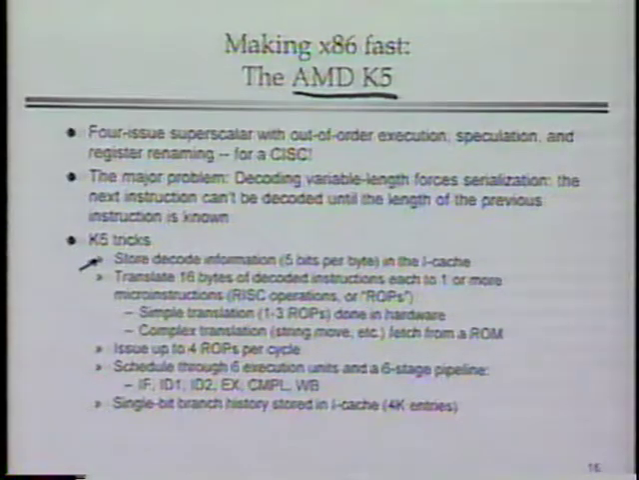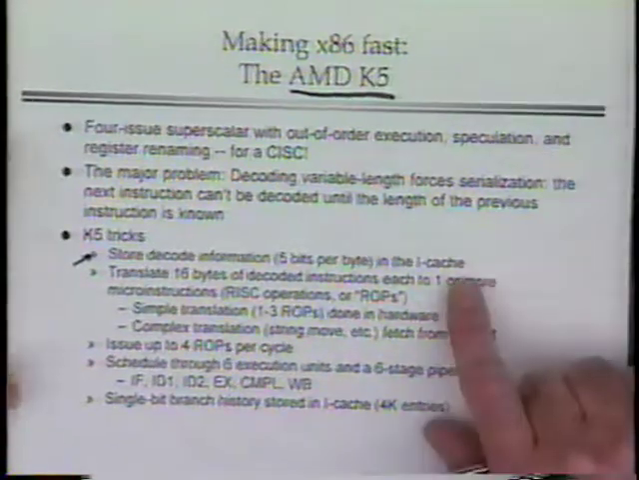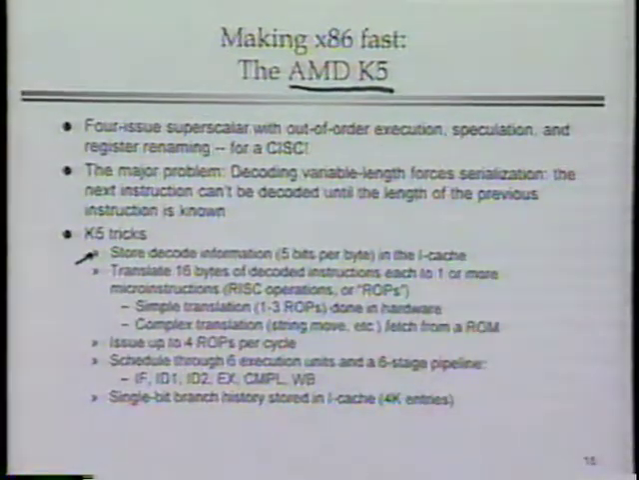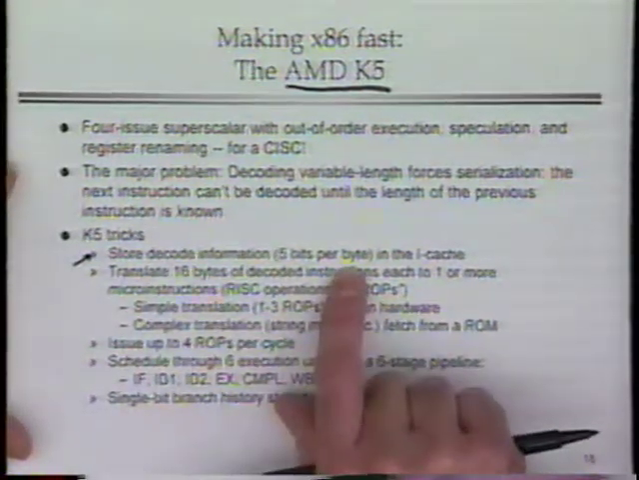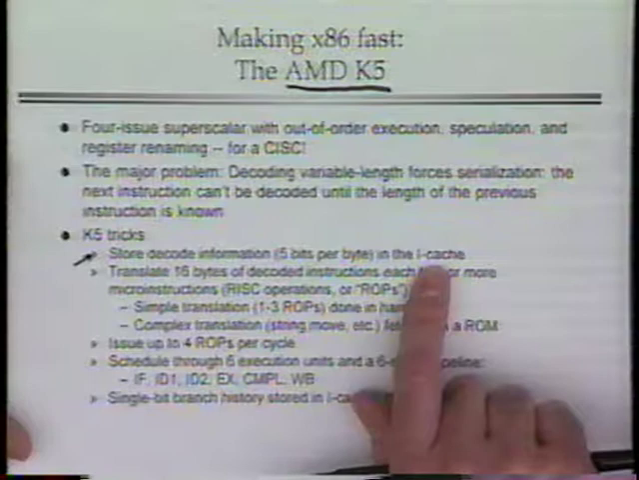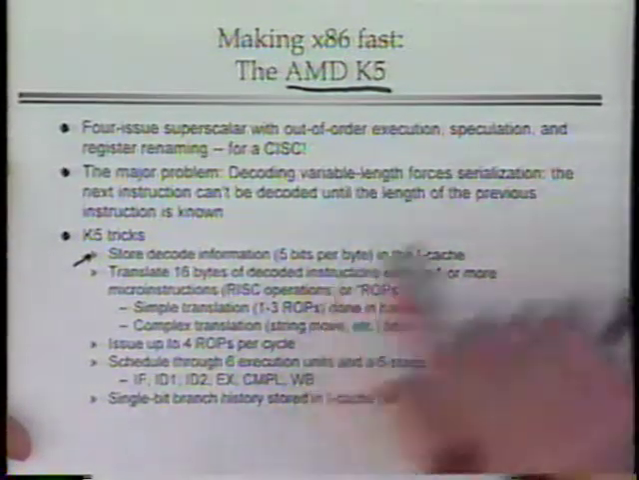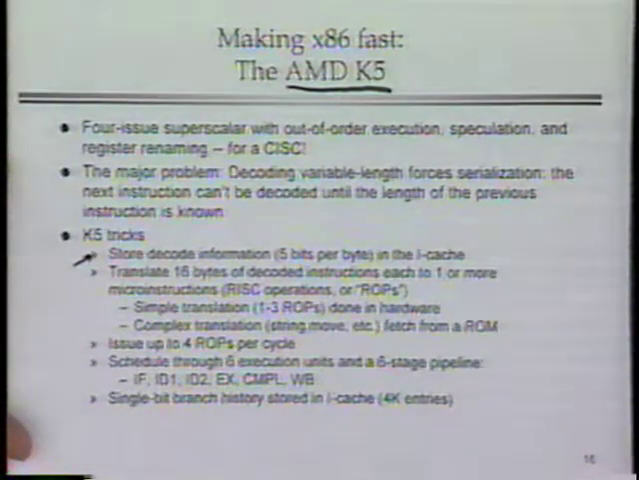You've done that instruction before, otherwise it wouldn't be in the cache. Why not store in the cache additional information that you can use to get those instructions issued a lot faster? And in fact, K5 does that. It stores 5 bits per byte in the instruction cache that indicates a whole bunch of things, including whether this byte is the beginning, middle, or end of an instruction, so that when it's fetching, I don't know, 16 or so bytes in parallel from the instruction cache, it knows where it should be doing the decode, where the subsequent instructions in that wide word start.